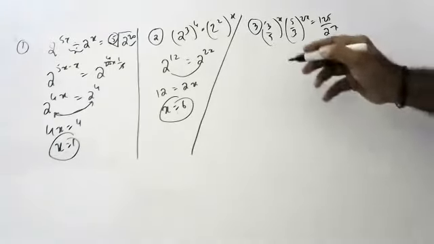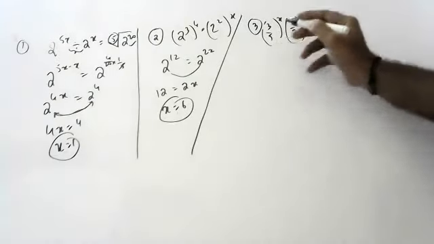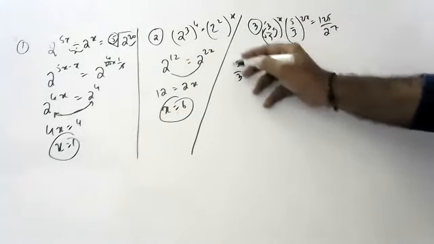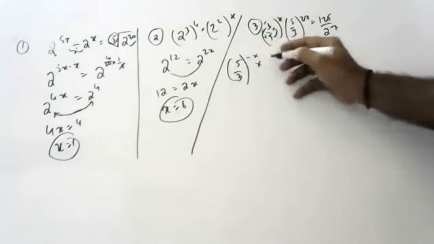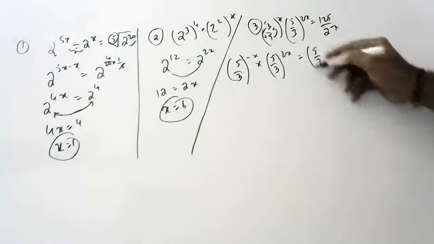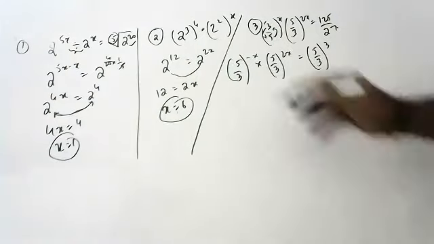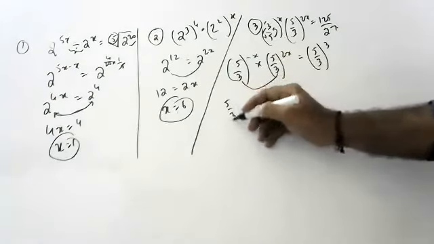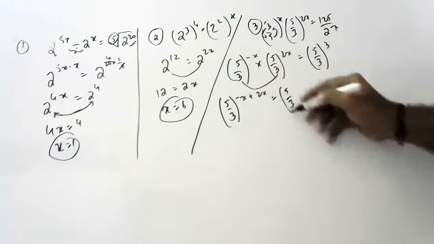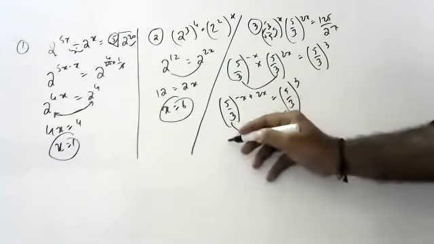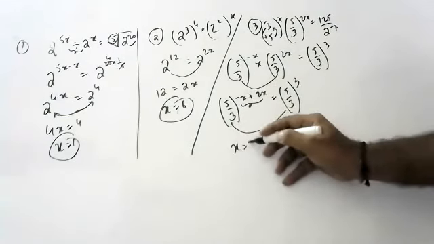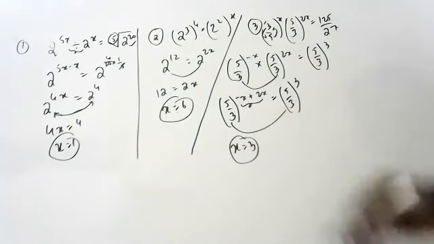Next, this one. Sir, we need to reciprocate. Yes, sir. 5 by 3 whole to the power of minus x into 5 by 3 whole to the power of 2x is equal to 5 by 3 whole cube. When bases are the same, we can add powers. 5 by 3 whole to the power minus x plus 2x is equal to 5 by 3 whole cube. Minus x plus 2x is just x. x is equal to 3.